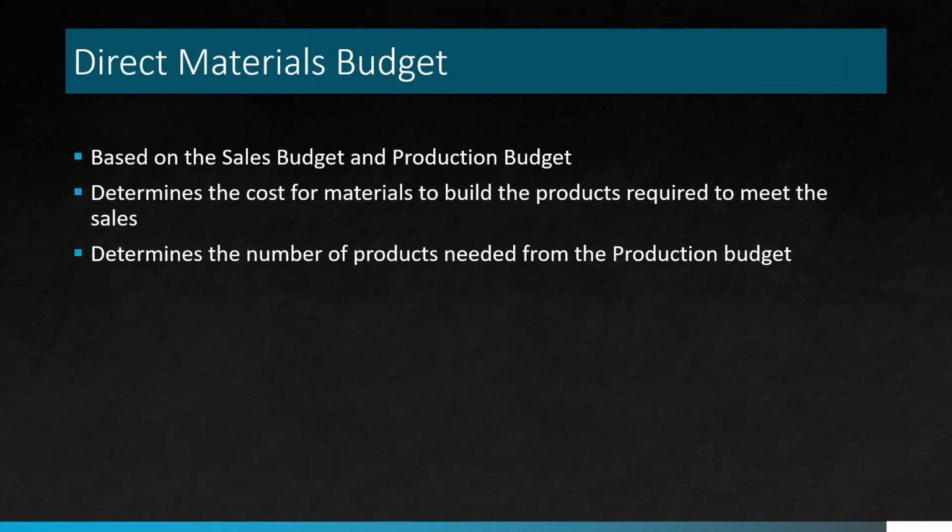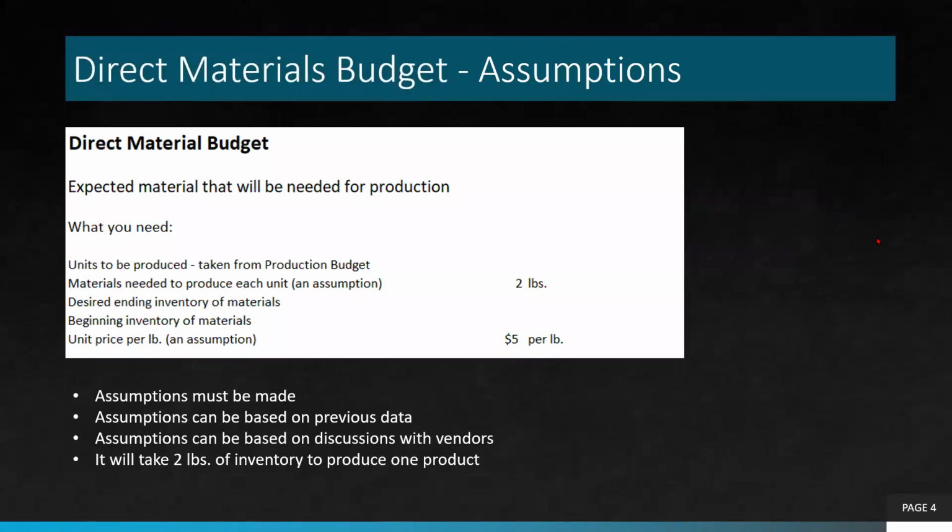Now we want to determine what the cost will be for the materials we need to produce the units that we need to produce in order to meet that sales budget. So as you can see, this is all a domino effect starting with the sales revenue. With the direct materials budget, there are, of course, as usual, some assumptions that need to be made whenever you are dealing with budgeting. The assumptions can be based on previous data, working with vendors to know the price per pound, how many pounds you need for the material that you need to produce a unit that is going to be sold.